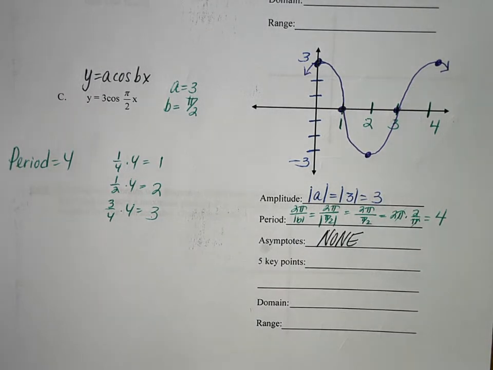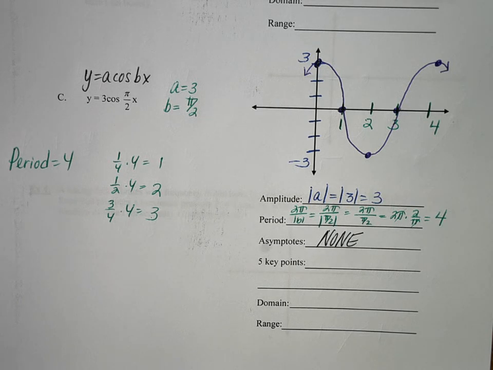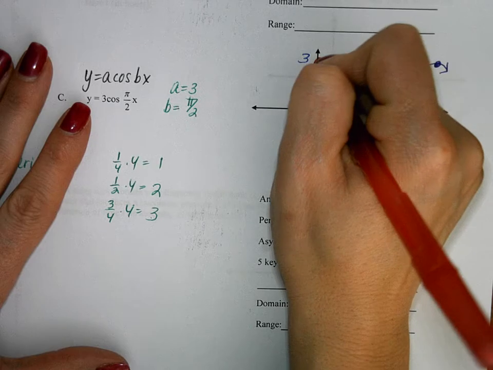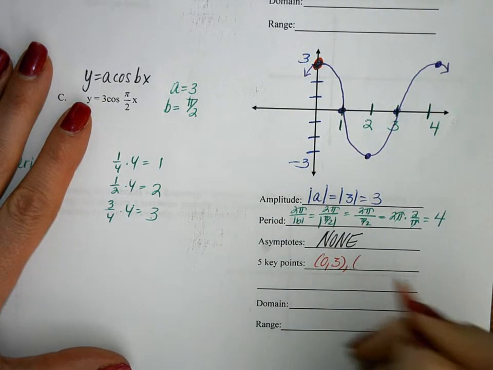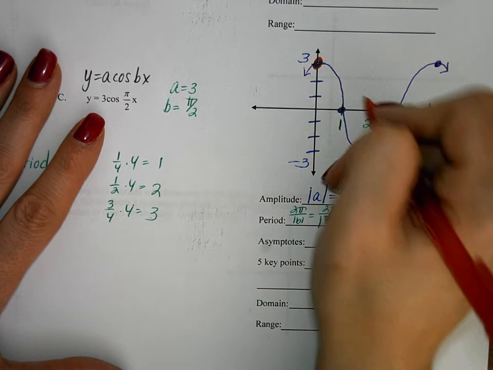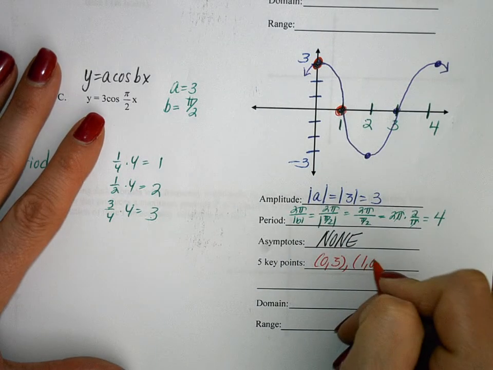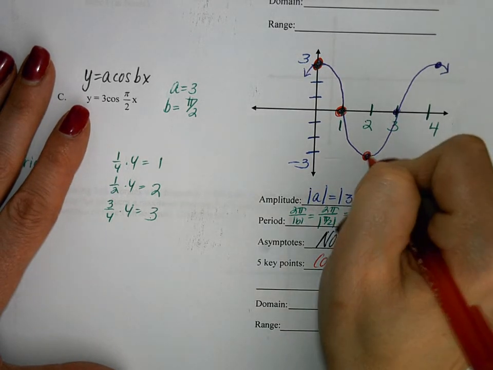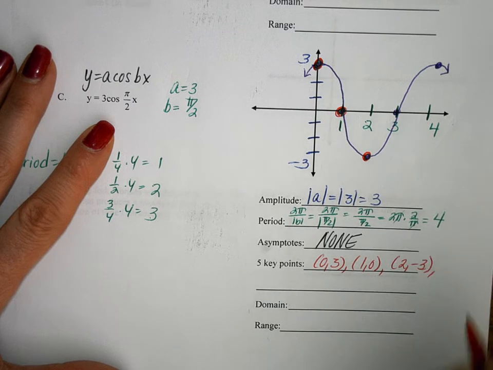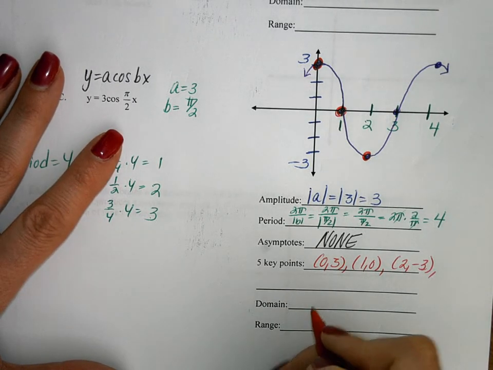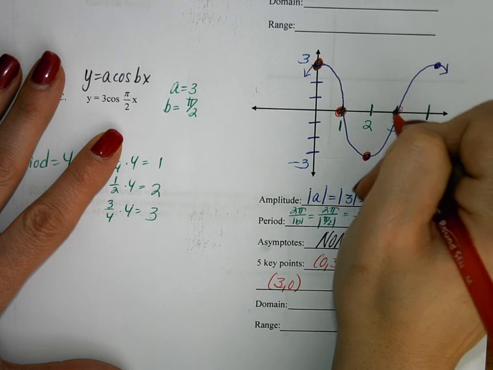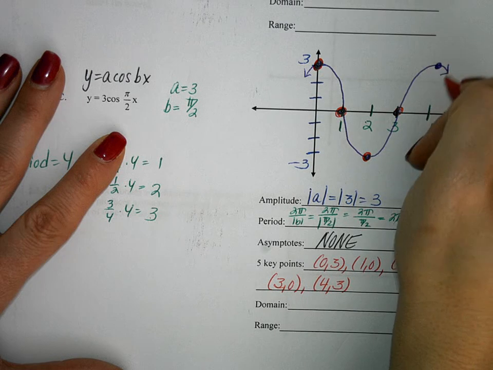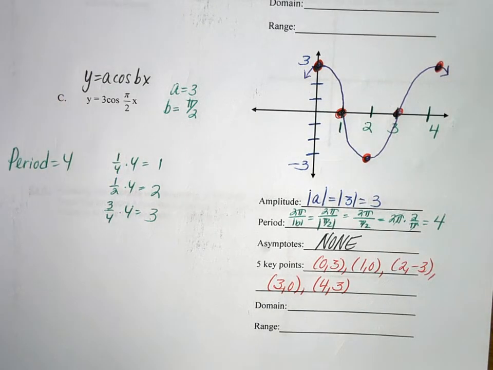5 key points. Ben M, give me some 5 key points here. 0, 3. I go up 3 to start. Got another one? 1, 0. Perfect. All right, Marissa D, got another one for me? 2, -3, I love it. And what's another one? 3, 0. All right, folks, where's the last one? 4, 3.